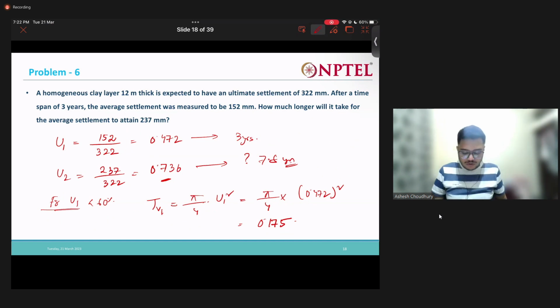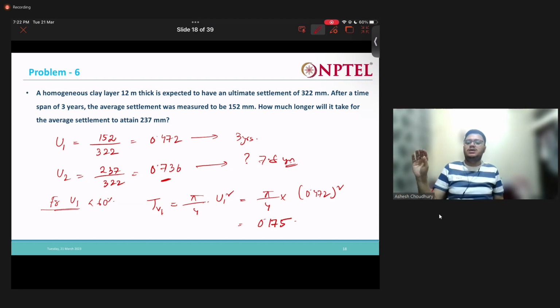So if we know how much time is required for a certain amount of settlement, we can find the time required for another amount of settlement also, just by relating the degree of consolidation, the time factor and time. Using the relation between these three things, U, Tv and time, you can find out any of these.